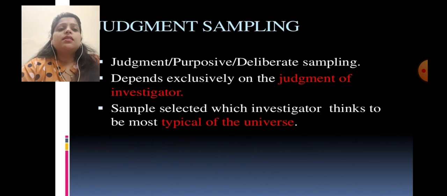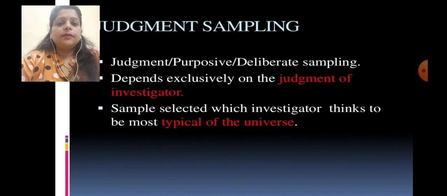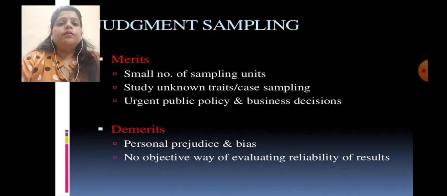It depends exclusively on the judgment of the investigator. Here, the investigator is the judge. He can select whichever students or whichever sample he wants to select. No other technique is used. Here, the sample selected is what the investigator thinks to be the most typical of the universe. The investigator thinks, yes, I want these people as a sample, so he can select those people. Now, what are the merits and demerits of judgmental sampling?